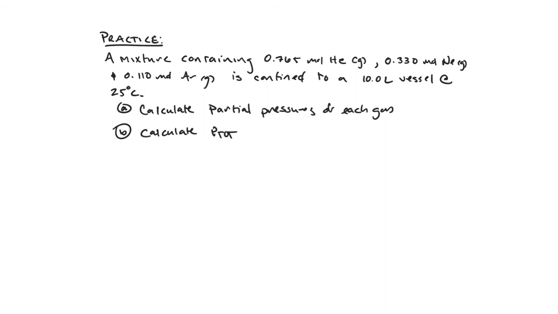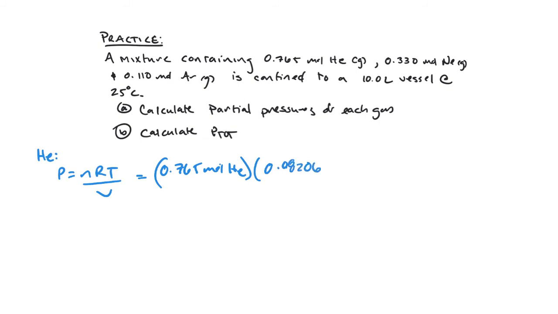Okay, so breaking this down, we're going to look at each of the gases separately because I need to calculate the partial pressure, and then I need P total, so it's going to be easier to calculate the partial pressure of each and then just add them together to get P total. So starting with the helium, remember that P equals nRT over V. All right, so for the helium, it's 0.765 moles of helium times R, 0.08206 liters atmospheres per mole Kelvin.